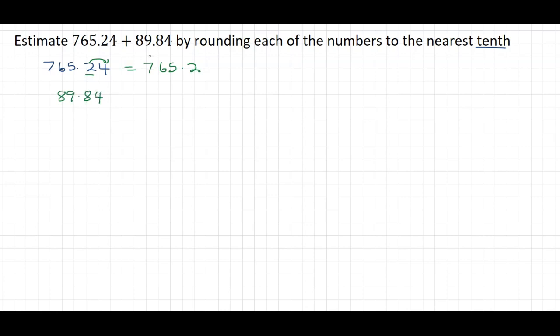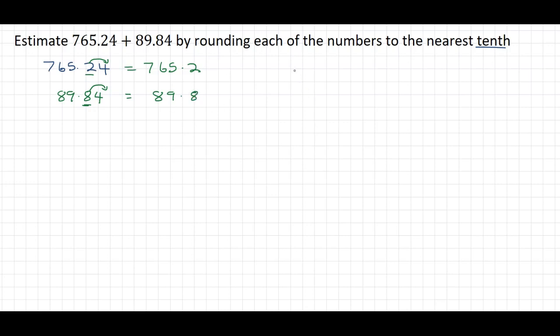Now let's look at 89.84. Here's the tenth position. We're going to look to the right again. We see a 4 there. So that's less than 5. So this is going to give us 89.8. So now let's go ahead and add this together.